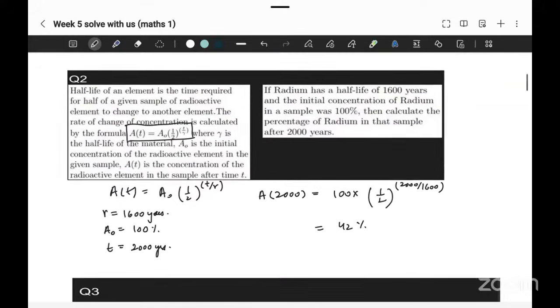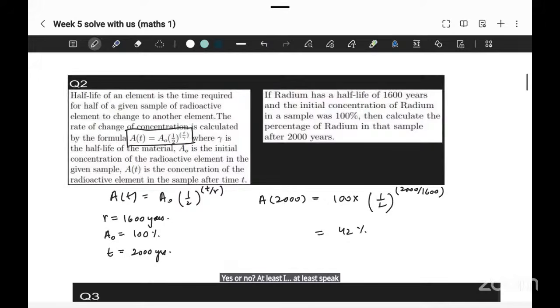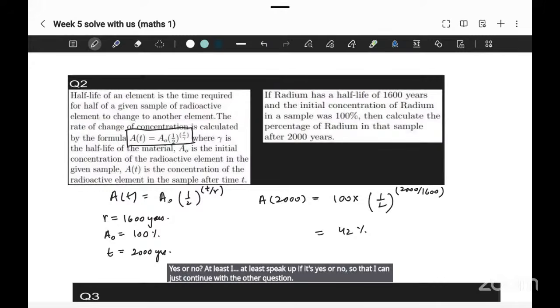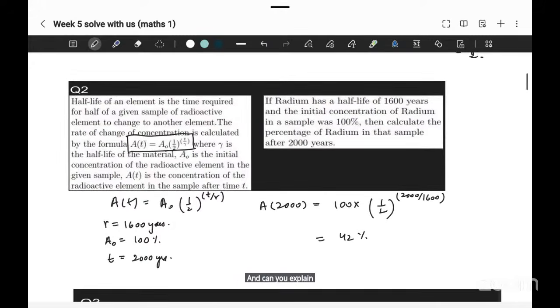Yes or no? At least speak up if it's yes or no, so that I can continue with the other question. Can you explain it again, please?